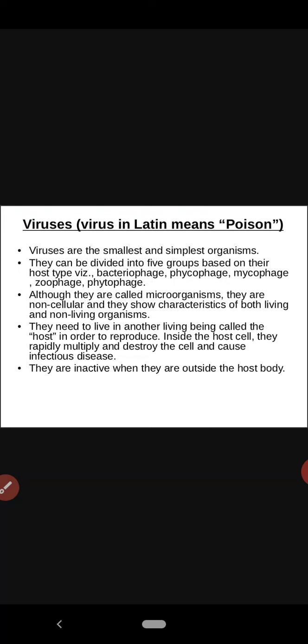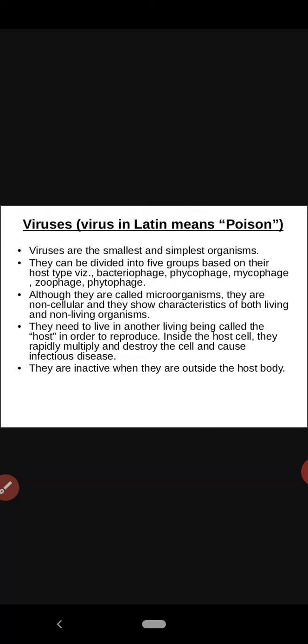Like that, there are different diseases that animals, canines, also get. Felines, cats, they have different viruses. They are the host of different diseases of their own. So this host means a person or animal within which the virus enters and starts multiplying and reproducing. Inside the host cell, they rapidly multiply and destroy the cell and cause infectious disease.